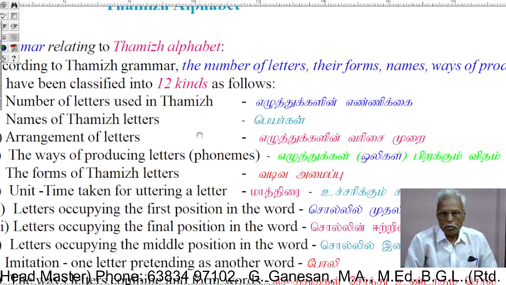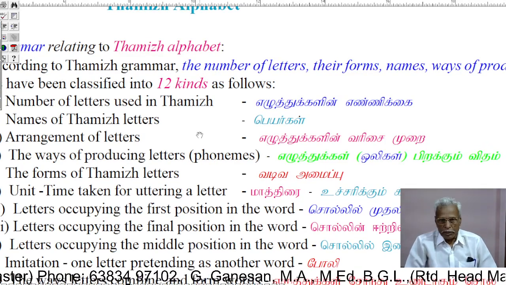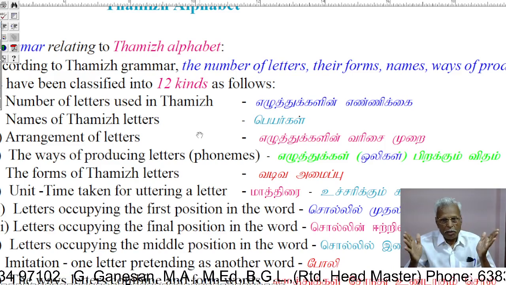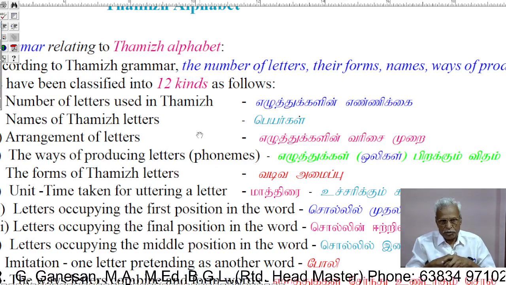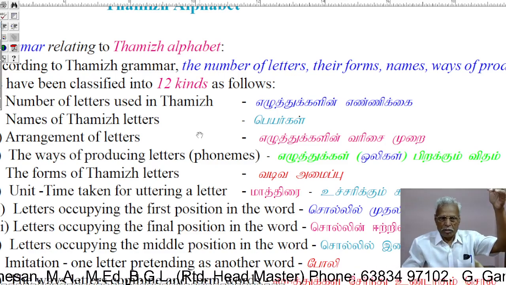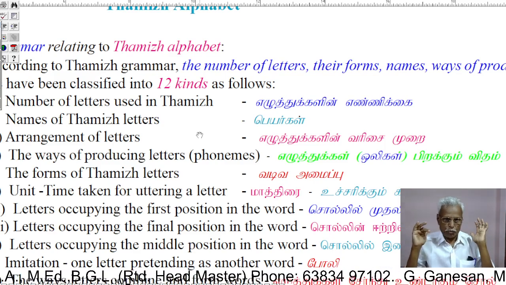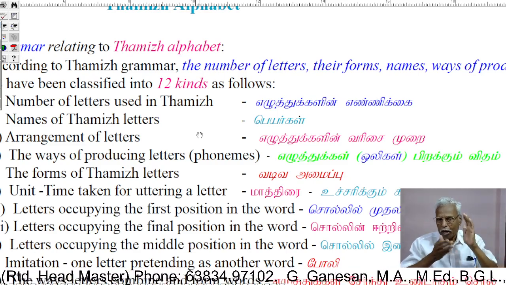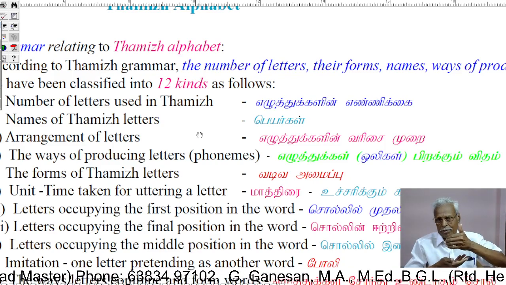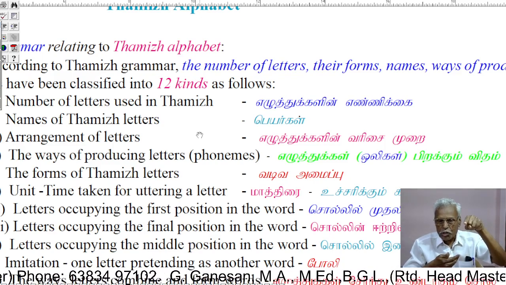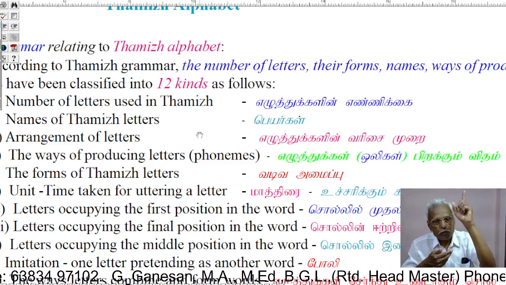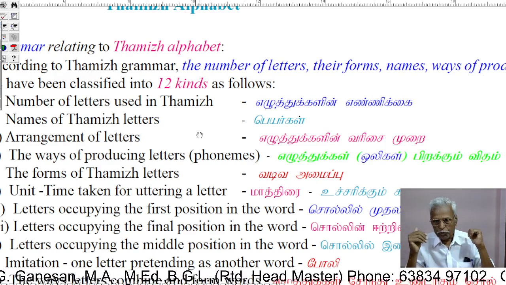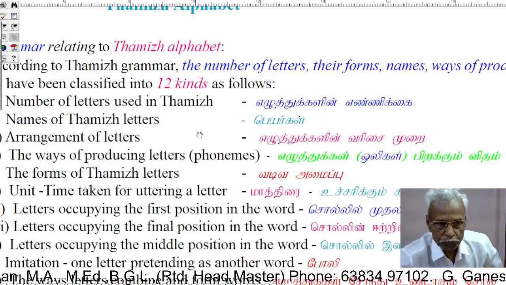First, number of letters used in Tamil, எழுத்துக்களின் எண்ணிக்கை. Names of Tamil letters, பெயர்கள், தமிழ் எழுத்துக்களின் பெயர்கள். Arrangement of letters: how the letters have been arranged in Tamil, எழுத்துக்களின் வரிசை முறை. The way of producing letters. Letter here means phonemes, because letters are used for phonemes. So the ways of producing phonemes, எழுத்துக்களின் ஒலிகள் பிறக்கும் விதம்.